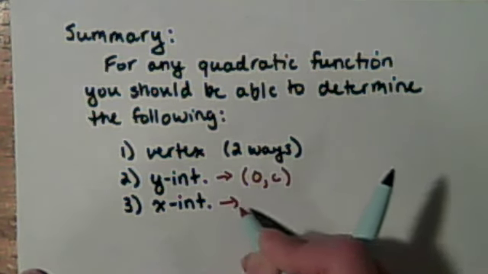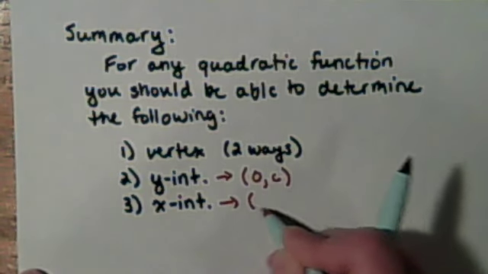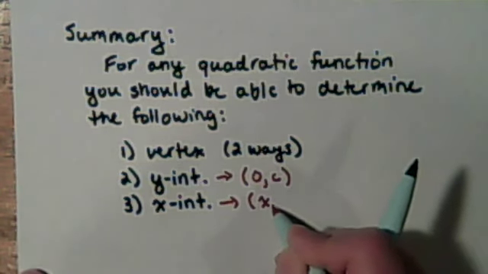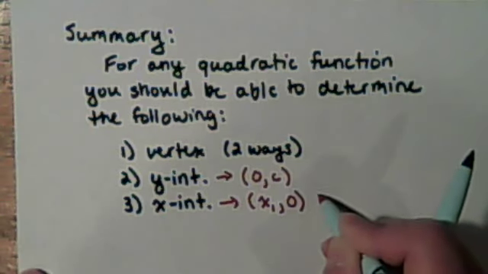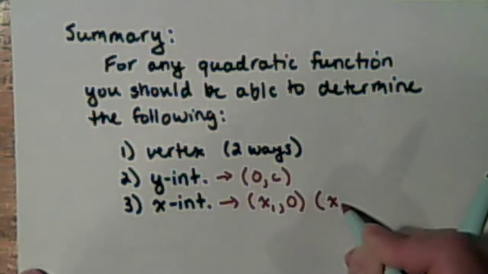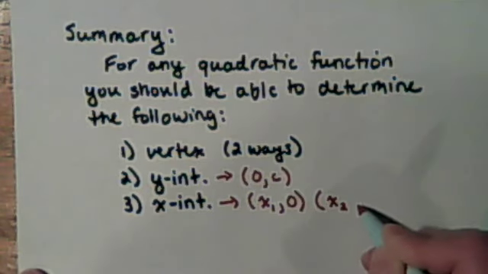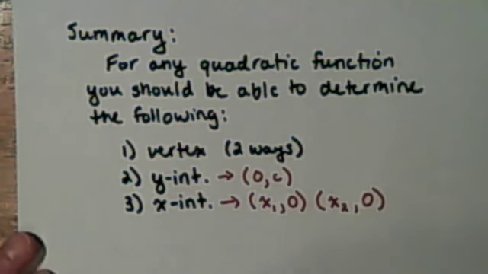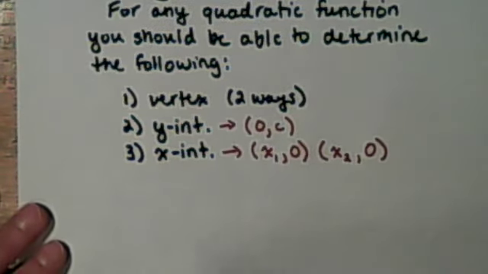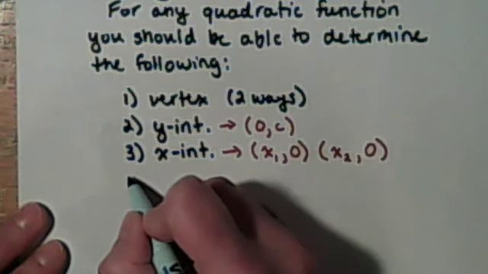For the X intercepts, you're going to have some X value, call that X sub 1, with a Y coordinate of 0, and usually there's also a second X value that is another X-intercept. So most often you're going to find 2 points there. But also keep in mind, we looked at one example where there were no X-intercepts, so that can happen as well. Now there's a couple other things you should be able to do as well.